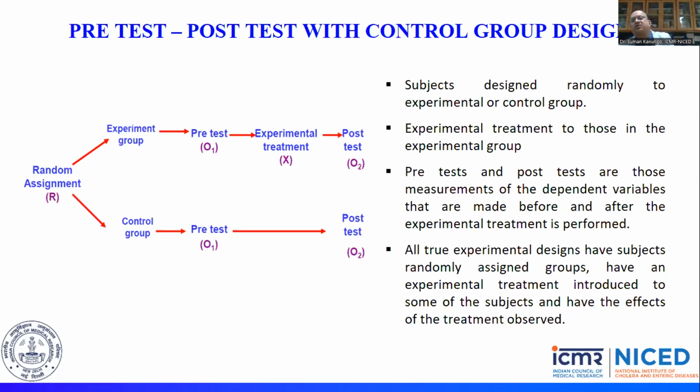Pre-test and post-test are measurements of the dependent variables made before and after the experimental treatment is performed. All true experimental designs have subjects randomly assigned to groups, have an experimental treatment introduced to some of the subjects, and the effect of the treatment observed. It may so happen that the effect does not occur in all the experimental subjects; it may occur in some. So we compare between these.